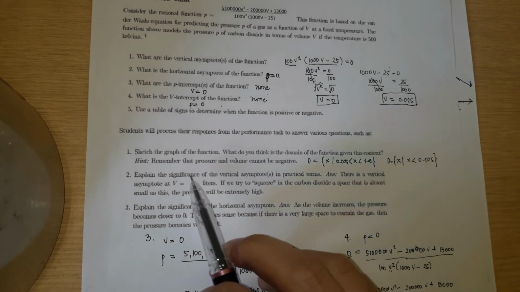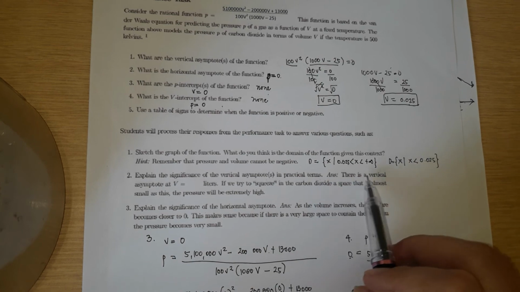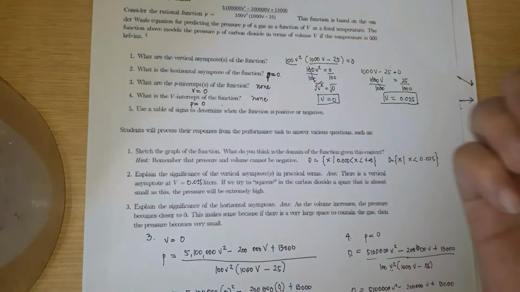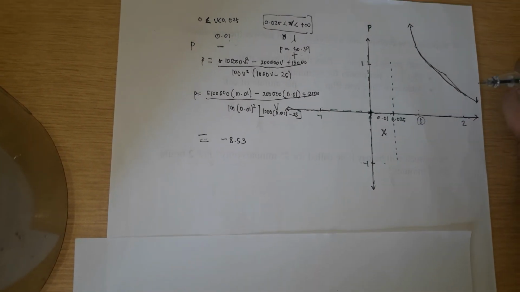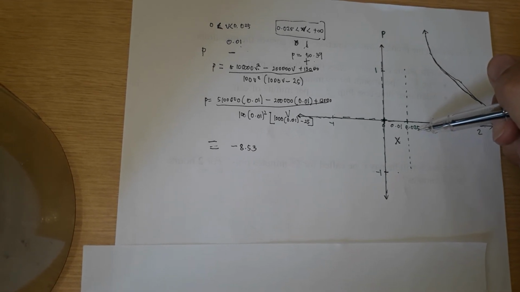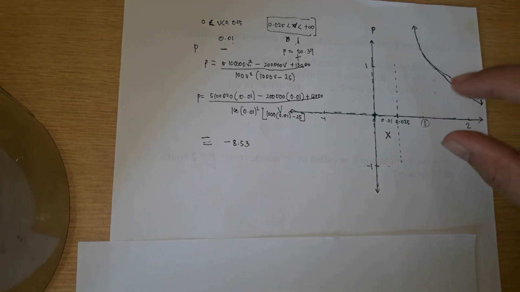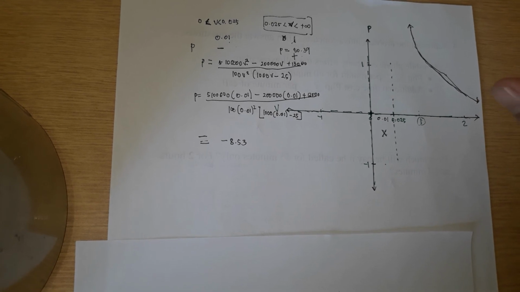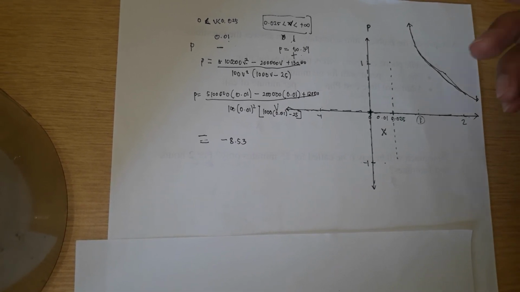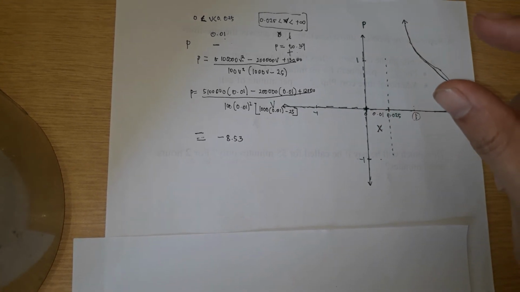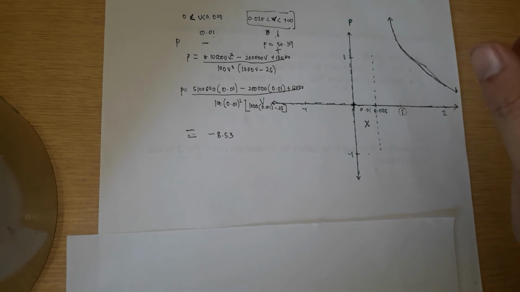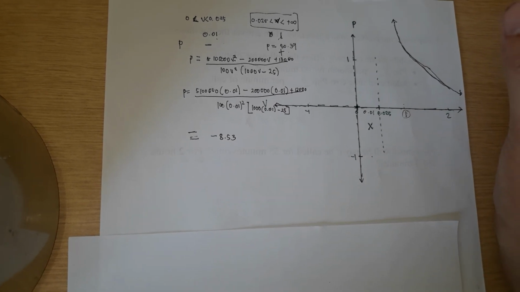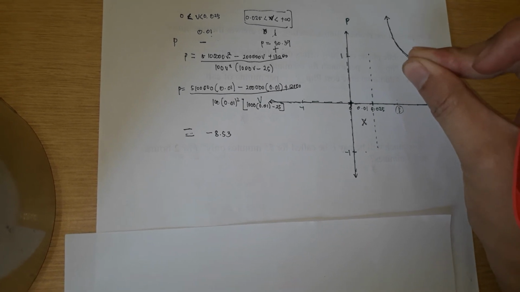That's the domain. Next, estimate the significance of the vertical asymptote in practical terms. There is a vertical asymptote at V equal to 0.025 liters. What's the application of the vertical asymptote? This vertical asymptote is at 0.025. It means the volume cannot be smaller than 0.025 liters, because as you squeeze it, when the space is small, the pressure goes higher. For example, when you squeeze, as it gets smaller and smaller, the pressure on what you squeeze is going to be high. When you don't squeeze it, there is no pressure. So as it gets smaller and smaller, the pressure increases.